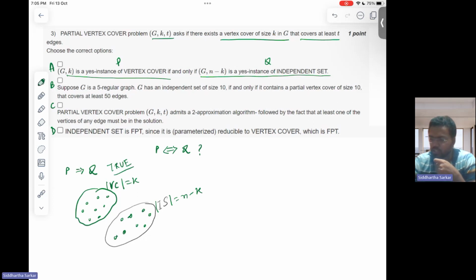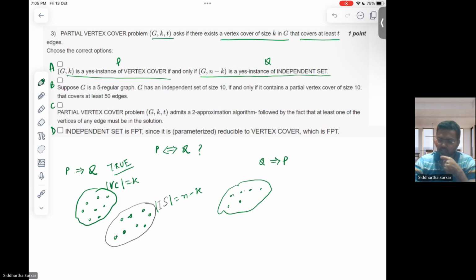So how about Q implies P? That is, if G, n minus K is a yes instance of independent set, then is G, K a yes instance of vertex cover? That is, if there is a set of n minus K vertices having no edges among themselves, which is an independent set, do we have a K-sized vertex cover in this graph? So, consider the vertices which are outside of the independent set.